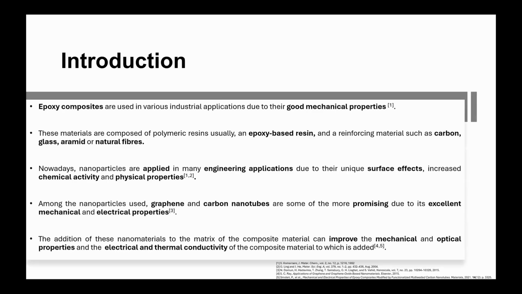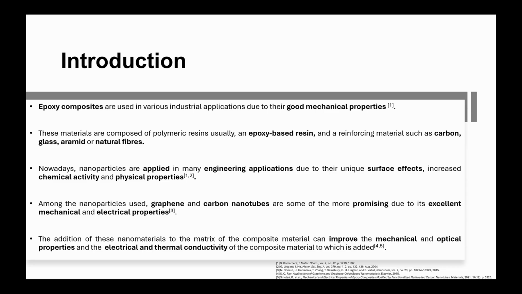Going to an introduction. Epoxy composites are used in various industrial applications due to their good mechanical properties. These materials are composed of a polymeric resin, usually an epoxy-based resin, and a reinforcing material such as carbon, glass, aramid, or natural fibers. Nowadays, there have been many applications using nanoparticles due to their unique surface effects, increased chemical activity, and physical properties. Among these nanoparticles, graphene and carbon nanotubes are among the most promising due to their excellent mechanical and electrical properties.